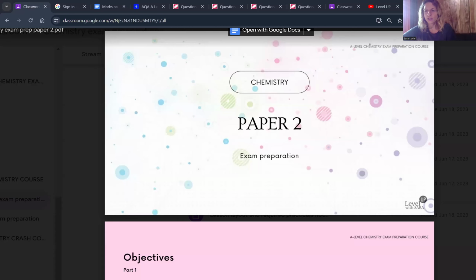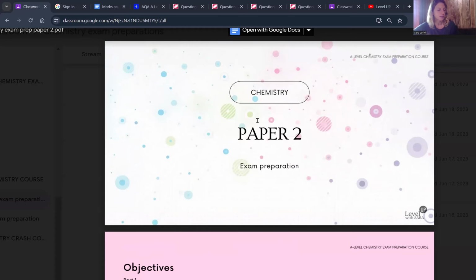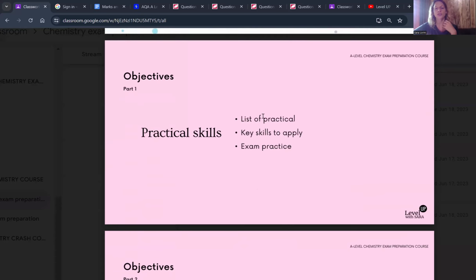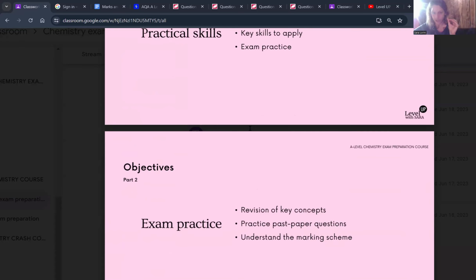An introduction on paper 2 and how to prepare for this exam, because there are some types of questions that come up every year and that are very important to analyze, okay? And those are the ones that I'm referring to: practical skills, okay? So there are practicals, not that many in organic chemistry, but they do come up and give you a lot of marks.